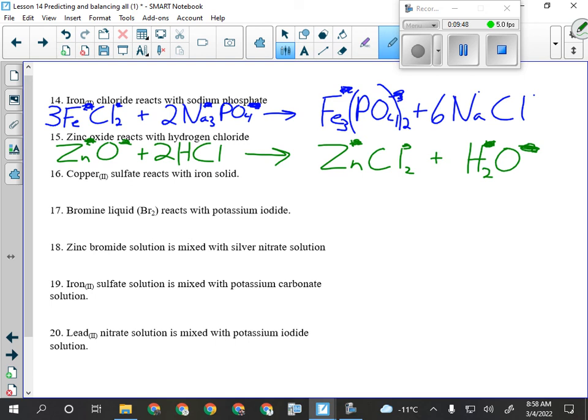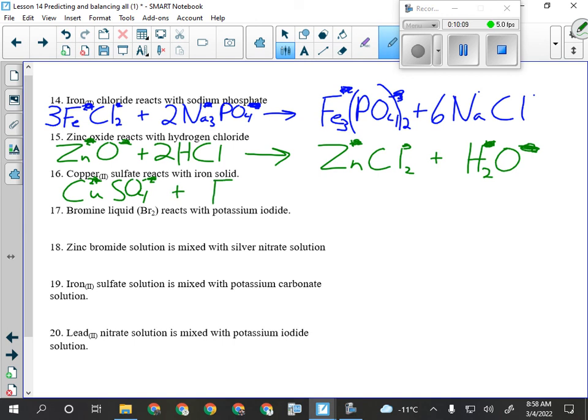How many people have done 16? Okay, let's have a look at 16 as well then. So with copper 2 sulfate, that is Cu, and the 2 tells me it's 2 plus, with sulfate, SO4, that's a minus 2. You guys had that stuff in your first lab. Hey, it was the blue crystalline stuff, copper 2 sulfate. And it's going to react with iron solid.